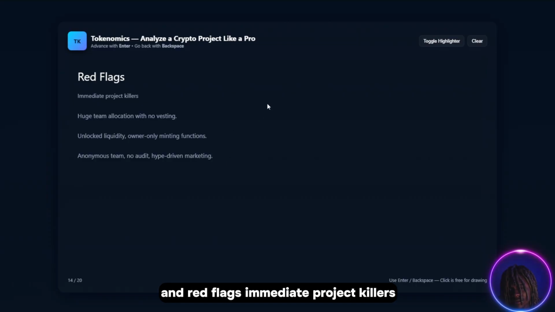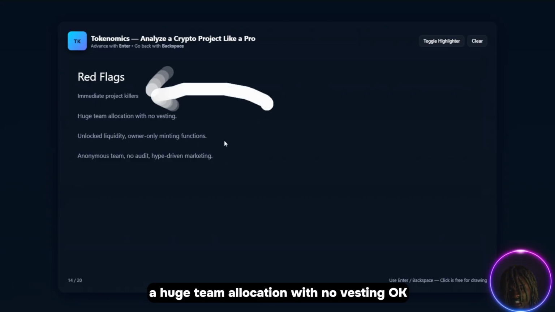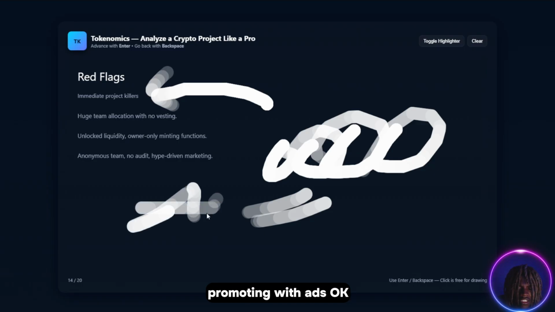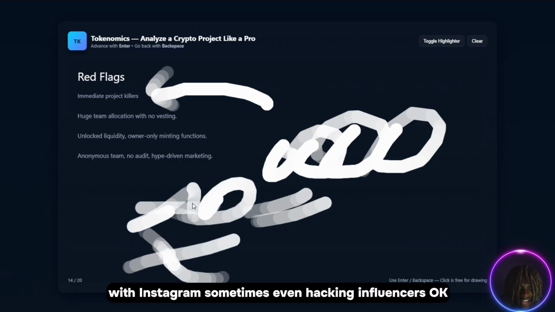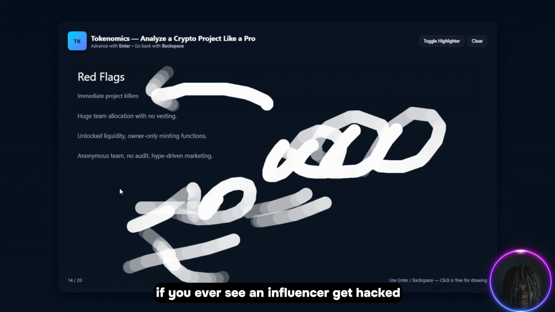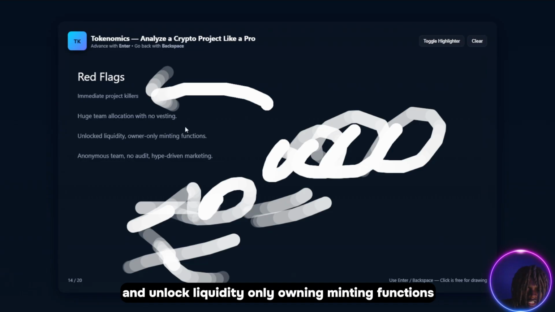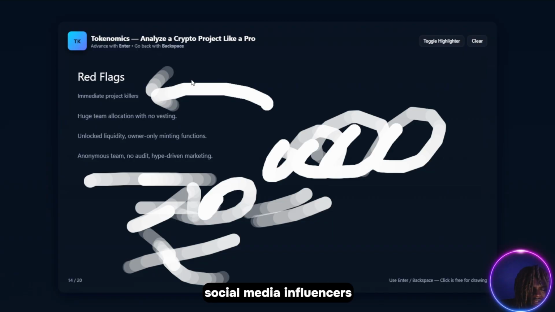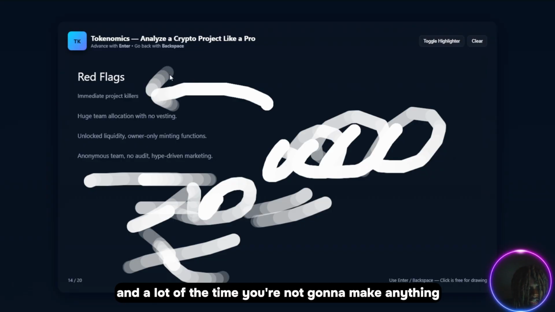And red flags, immediate project killers: a huge team allocation with no vesting. Once again, that group of people, like I told you guys, who sit in the Discord promoting with ads, with Instagram, sometimes even hacking influencers. If you ever see an influencer get hacked and post a coin, don't think that it's real a lot of the time. Also unlocked liquidity, and owner minting functions. An anonymous team, no audit, and hype-driven marketing, used by ads, social media influencers, and just posting things with no value so they can make a quick buck. And a lot of the time, you're not going to make anything.